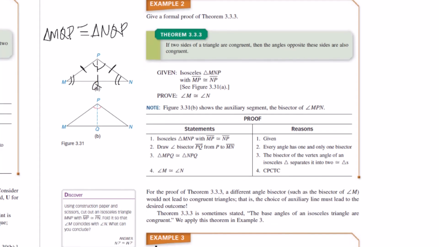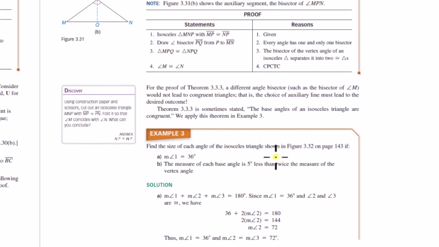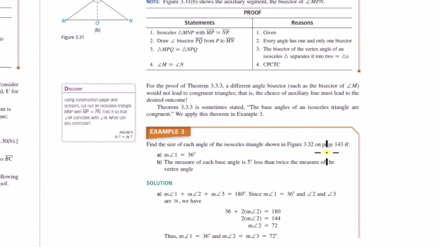Okay, so this example says, find the size of each angle of the isosceles triangle shown in figure 3.32 on the next page. So here's that figure. Part A: the measure of angle 1 is 36 degrees. Okay, well, if that's the case, then we can see that that's the vertex angle. These are the two congruent sides. That's the vertex angle. And we know, based on the previous theorem, that these two angles are congruent.